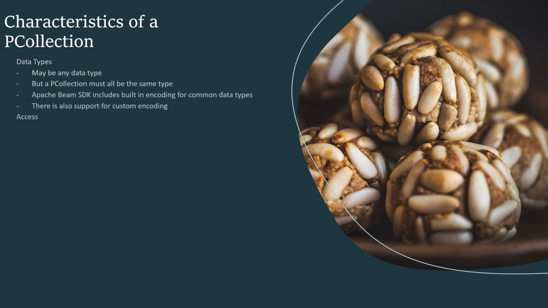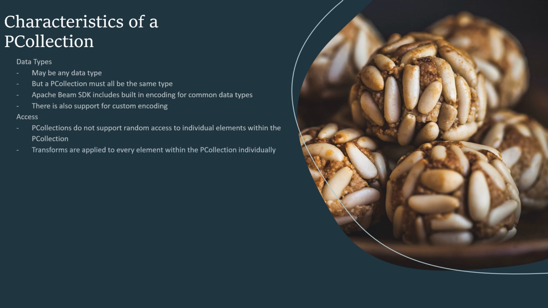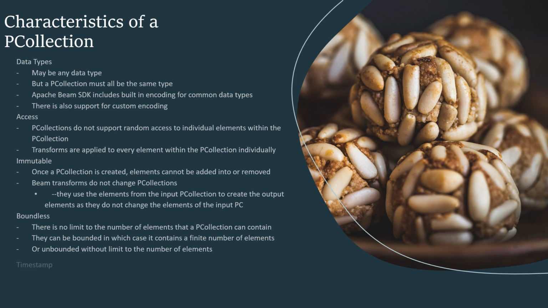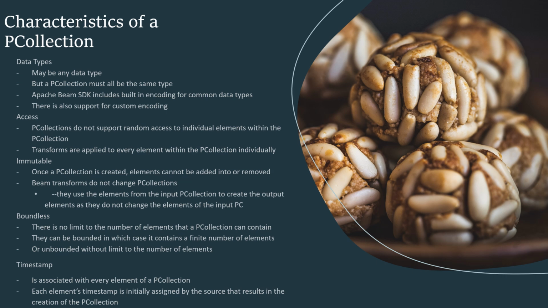PCollections do not support random access to individual elements within the PCollection. Transforms are applied to every element within the PCollection individually. Once a PCollection is created, elements cannot be added into or removed. Beam transforms do not change PCollections. There is no limit to the number of elements that a PCollection can contain. They can be bounded, in which case it contains a finite number of elements, or unbounded, without limit to the number of elements. A timestamp is associated with every element of a PCollection. Each element's timestamp is initially assigned by the source that results in the creation of the PCollection.